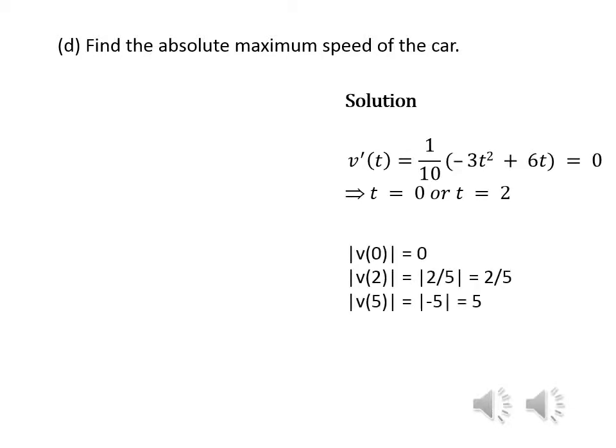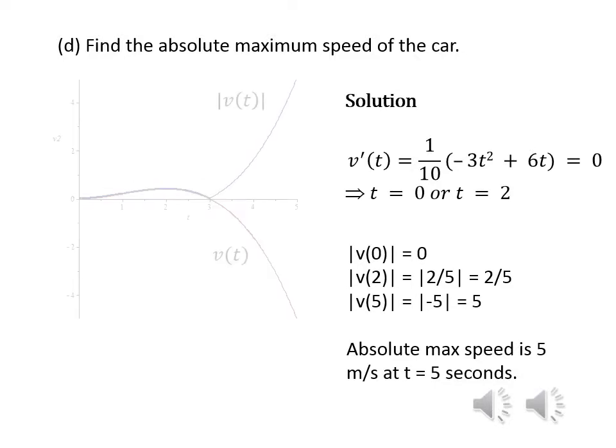And so we compute the absolute value of v of 0 is equal to 0, the absolute value of v of 2 is equal to 2/5, and the absolute value of v of 5 is equal to 5. This is the largest, so we report out our answer. The absolute maximum speed is 5 meters per second at t equals 5 seconds. Notice that in this case, our maximum occurred at one of the endpoints rather than at a critical point. The graph of speed and velocity confirms our answer. You can see that the largest speed happens over at t equals 5.